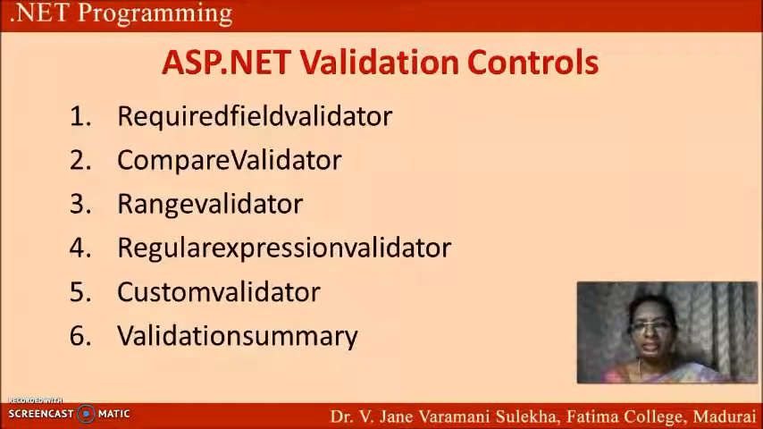There are 6 different validation controls available in ASP.NET. The first one is required field validator. The second one is compare validator. The third one is range validator. Fourth one is regular expression validator. Fifth one is custom validator. And the sixth one is validation summary. Let's see one after the other.